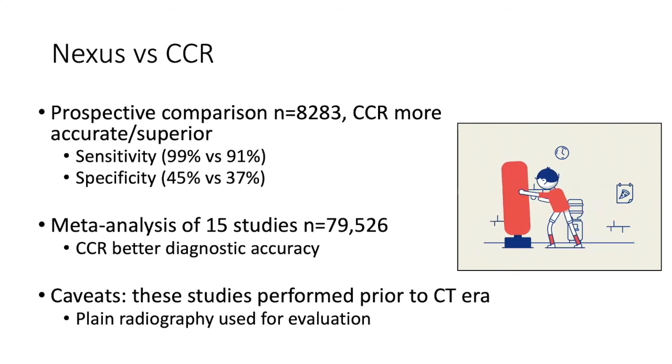However, all of these studies, NEXUS and Canadian C-spine rules, were done prior to the use of CT scan. So it's either plain films versus no films whatsoever when the studies were done. So I don't know how essentially they were able to detect clinically significant injuries with X-ray versus no X-ray.